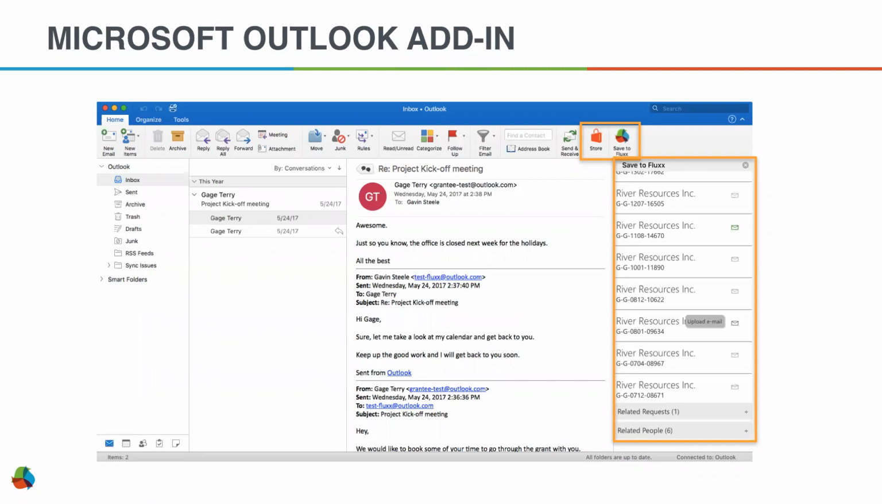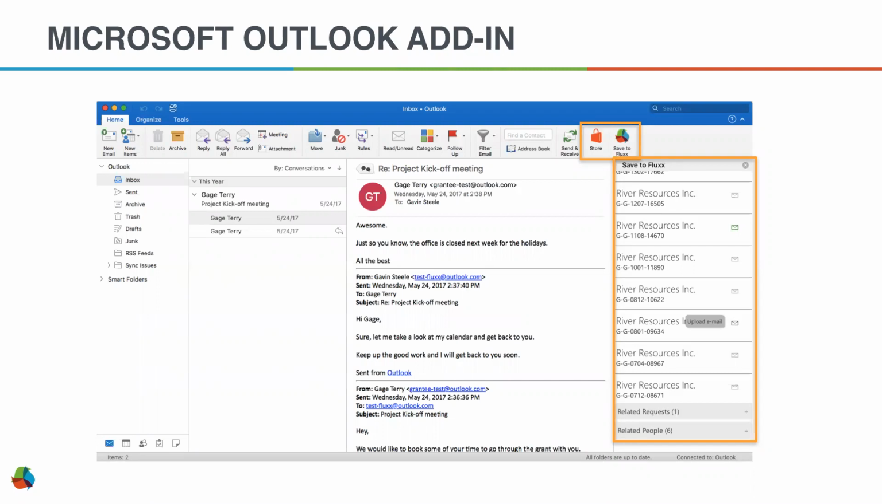So if you notice on the screen on the right-hand annotated side, the first record for River Resources Incorporated ending in 16505, that envelope icon is in the light gray, where the record directly below it is in a darker green one. So the green indicates that it has already been connected to that record, and where the light gray shows that it has yet to be.